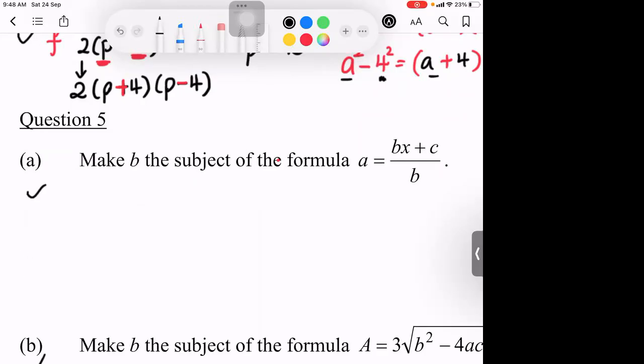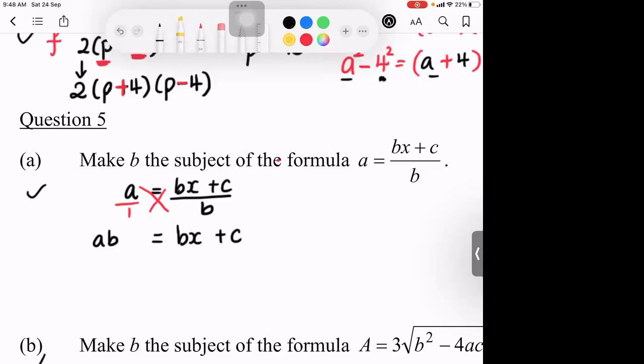First thing, got fraction. I want to make B my subject. Correct. There's a fraction. What we always do, put it over 1, we cross multiply. Remember, move the denominator, don't anyhow move. So this one got AB, this one got BX plus C. Okay, what do we want as a subject? We want B as a subject. There's something with B here. First step, grouping, G.